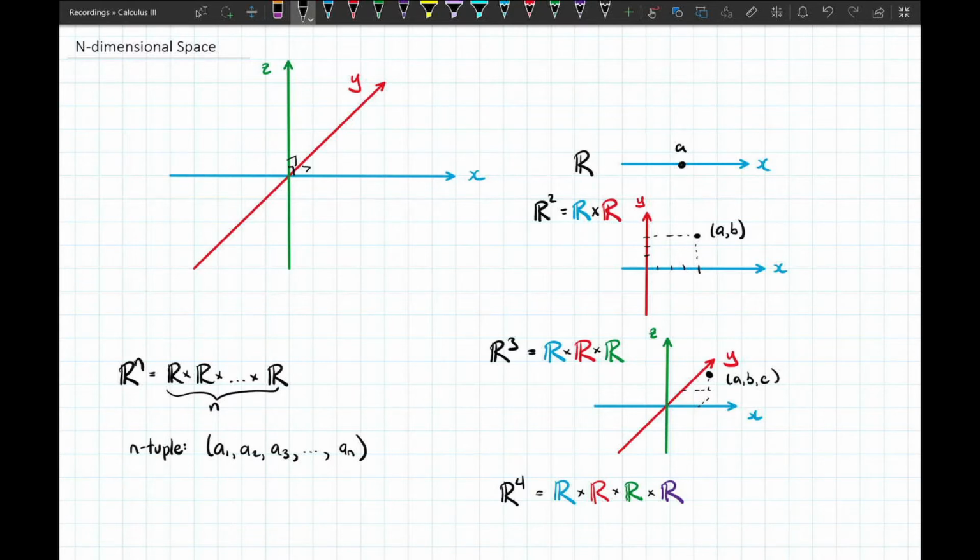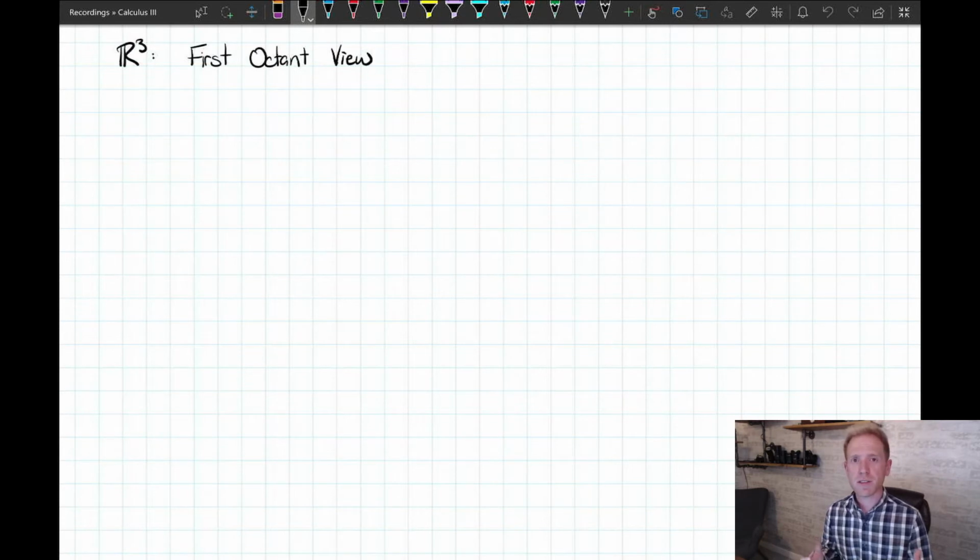Now let's take a moment and dive in a little bit on how we might visualize R3 on a 2-dimensional piece of paper or tablet like I have here. Now in 3 dimensions, it's very common to visualize the axes and coordinates by using what's called first octant view. Now if you go back 1 dimension to 2 dimensions, we have 4 quadrants, and those quadrants will happen when we have x and y positive. That's our first quadrant. Our second quadrant is where x is negative and y is positive. Third quadrant, both x and y are negative. And our fourth quadrant, x is positive and y is negative.